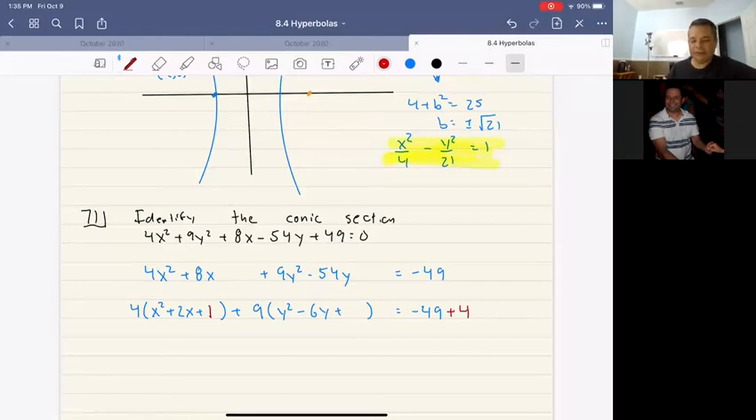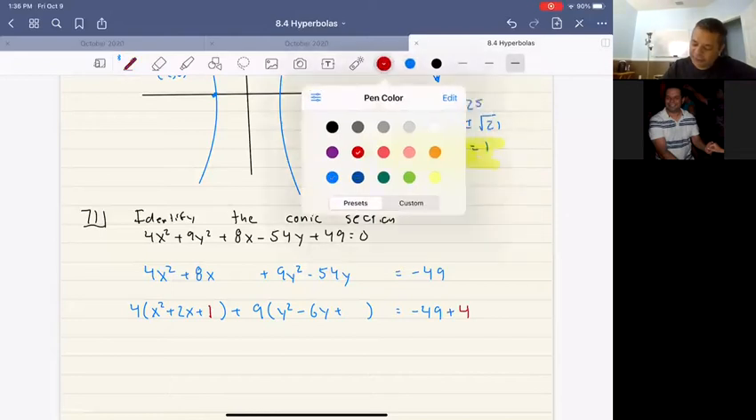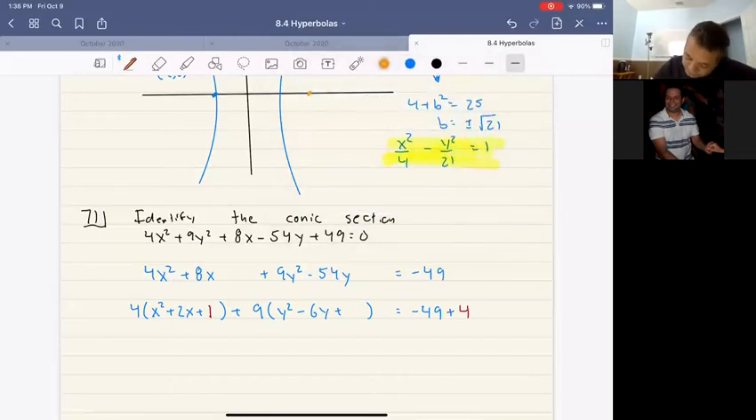How about over here? What do I have to add? Half of 6 is 3, so to make that a perfect square, it's going to be 9. Let's add that in. So what do I have to add on the other side? That's right, it's going to be 81 this time.